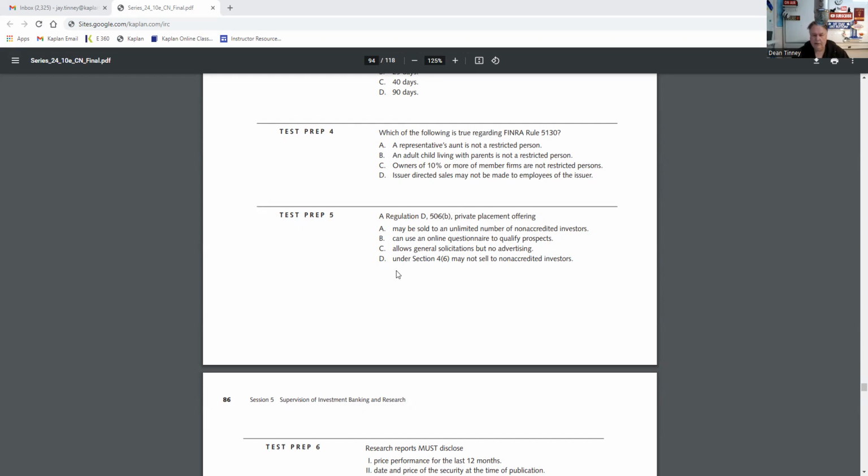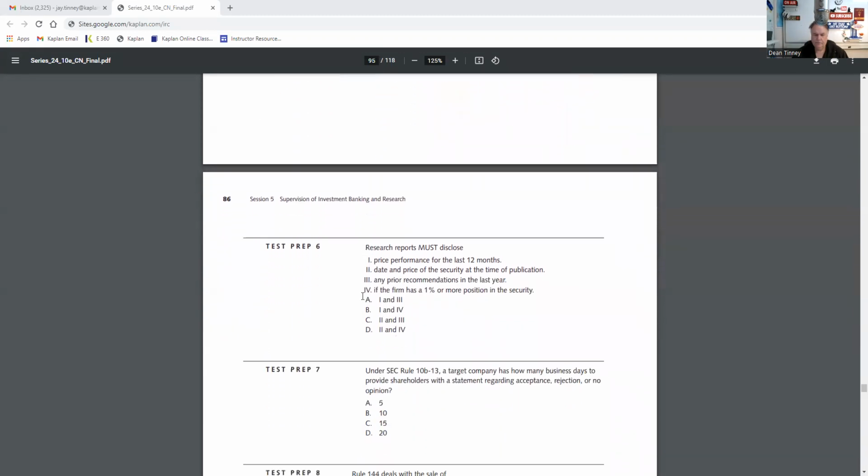Maybe sold to an unlimited number of non-accredited investors. That's certainly false, right? Because I just told you we can only have 35. We can use an online questionnaire to qualify prospects. That sounds reasonable. A general solicitation, no. Remember, the solicitation would be for 506C. You may not sell it to non-accredited investors. I just told you you can. It would be 35.